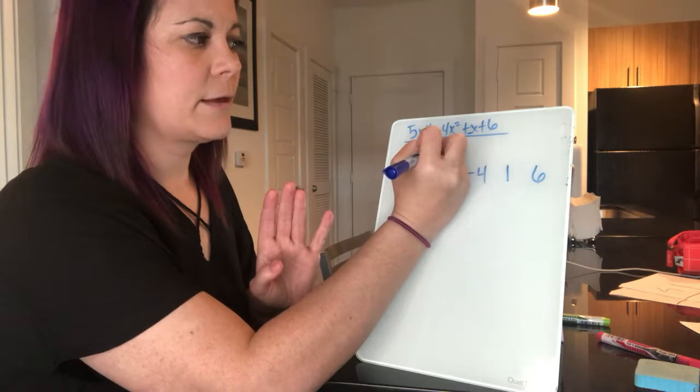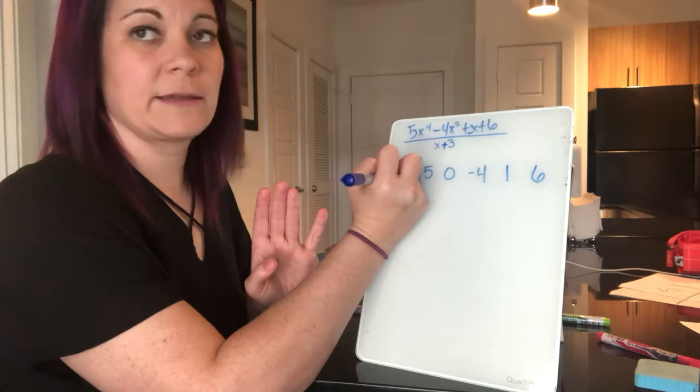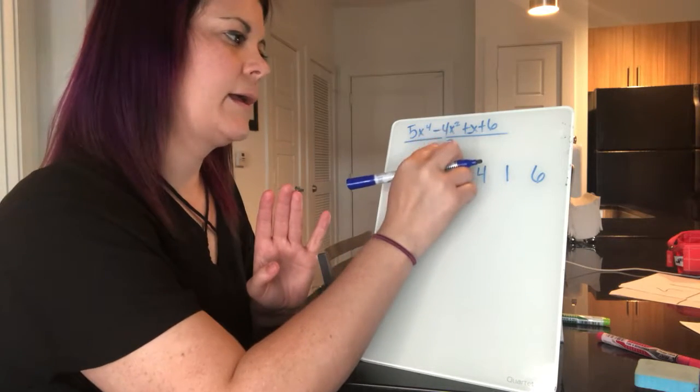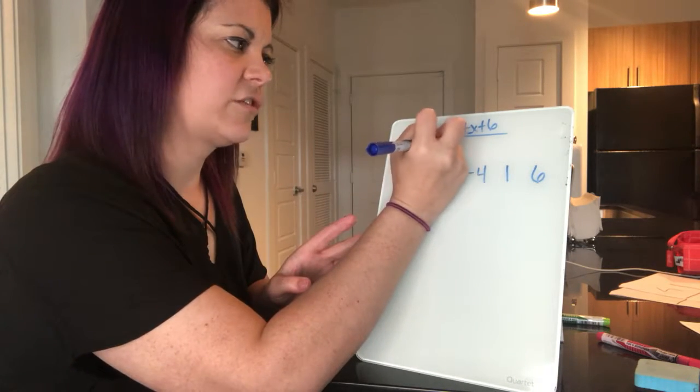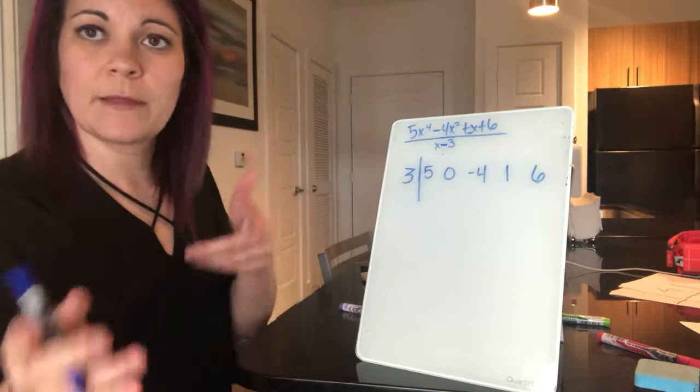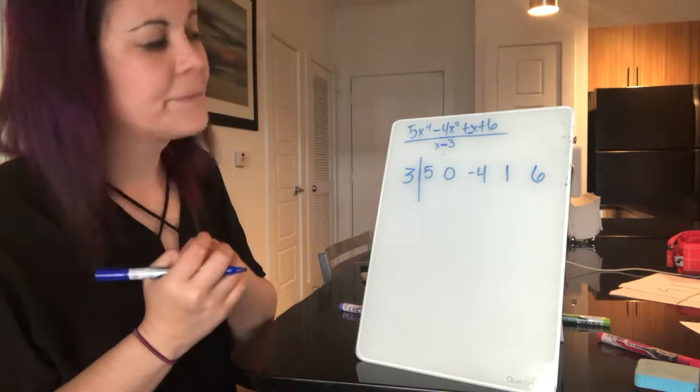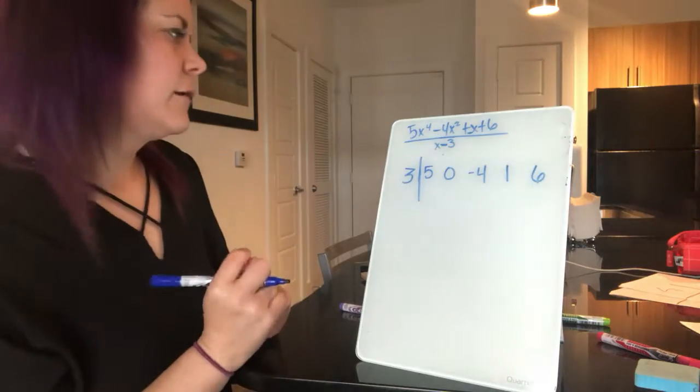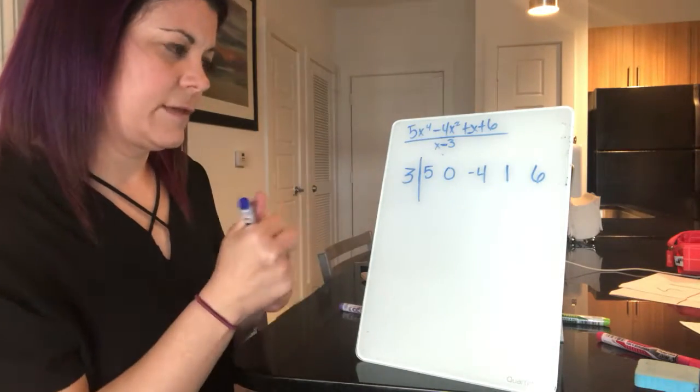If this was a plus sign, x plus 3, then we would take a -3. But if it's a subtraction sign, you just take that number. If it's a plus sign, you have to take the opposite of it. So we're taking 3. So this is how you do synthetic division.